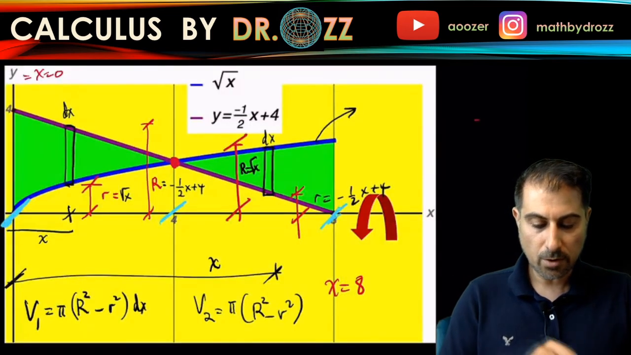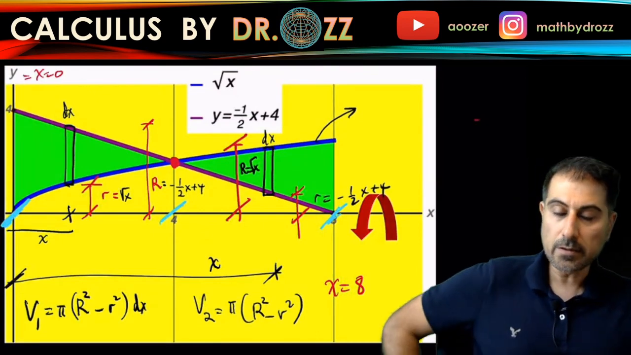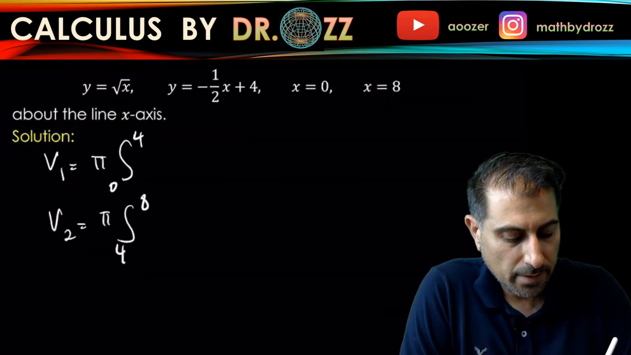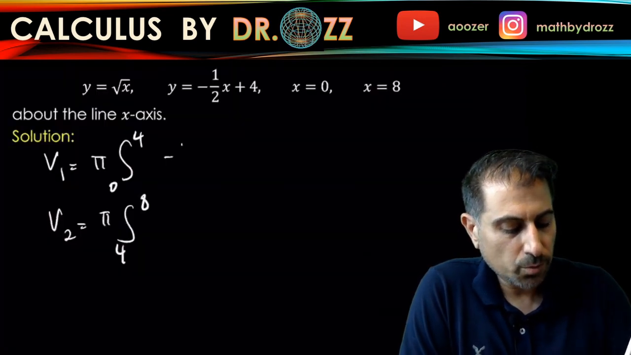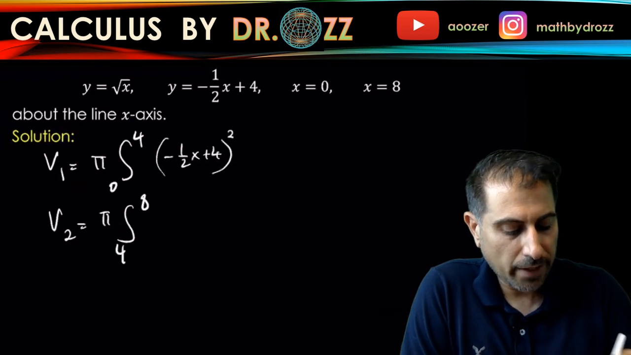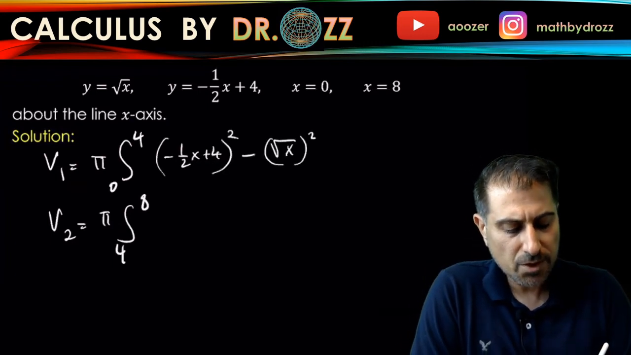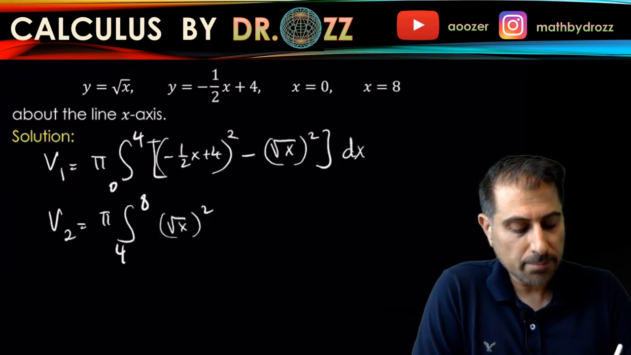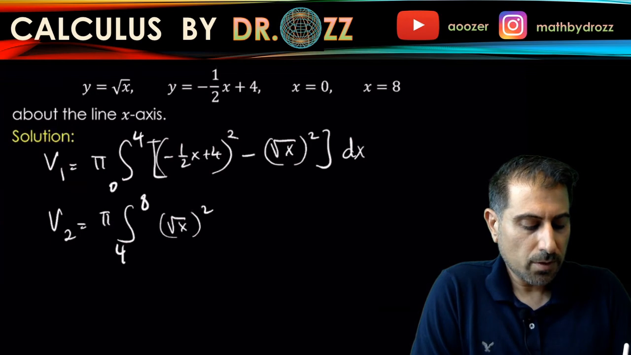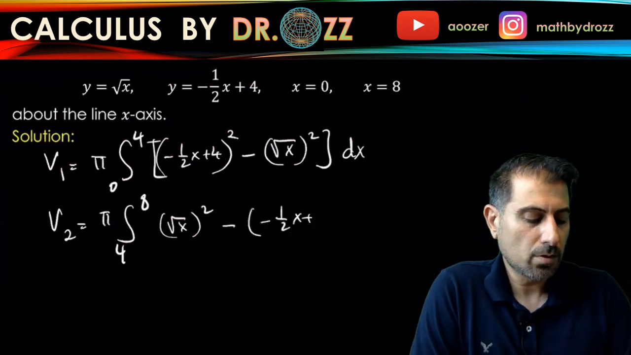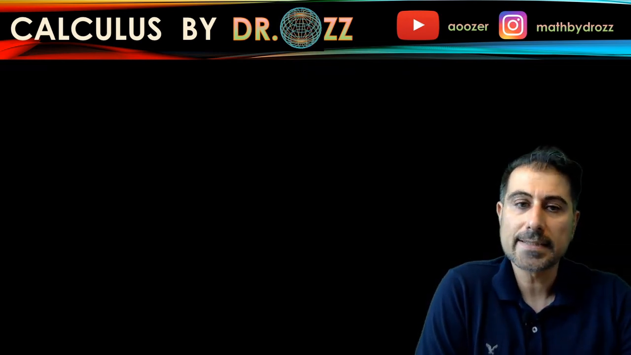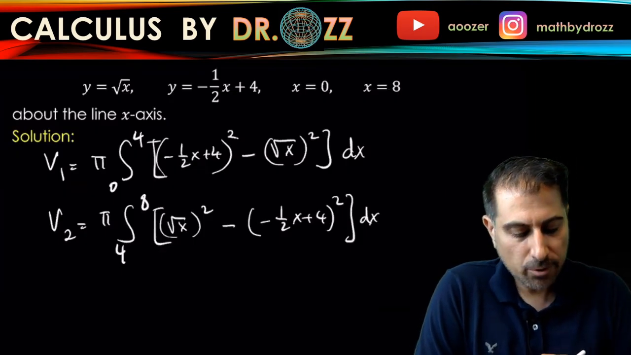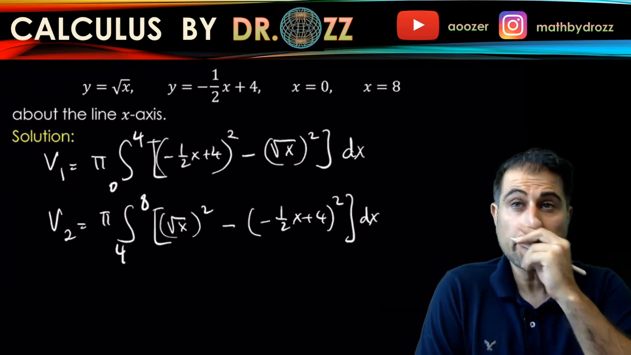Let's double check the capital R and little r in the first case. In the first case, capital R is the line, and little r is the curve. Okay, so negative 1/2 x plus 4 quantity squared minus radical x squared dx. And this one is the other way around, right? Capital R is radical x, and little r is negative 1/2 x plus 4, squared dx.